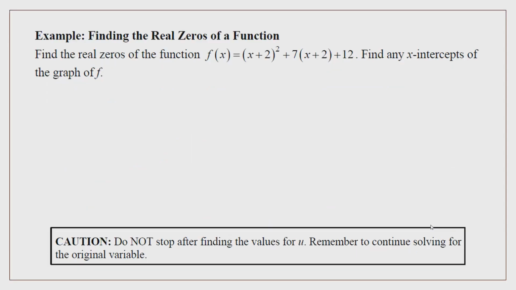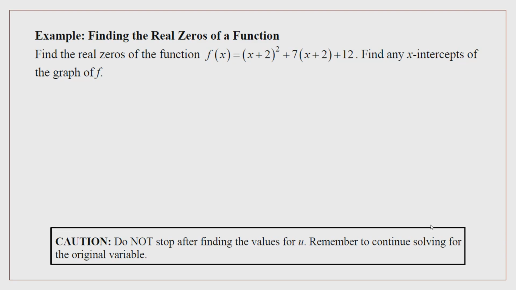Let's do a couple examples. Our first one: find the real zeros of this function, f of x equals (x plus 2) quantity squared plus 7 times the quantity x plus 2 plus 12, and then find any x-intercepts of the graph of f. Caution, do not stop after finding the values for u. Remember to continue solving for the original variable.